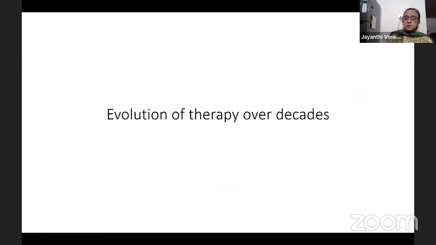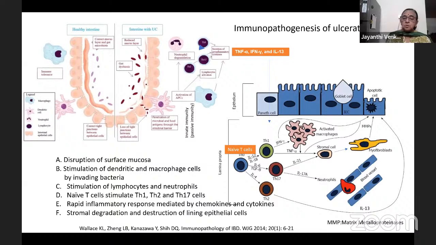Now, before we go to the evolution of the various therapeutic armamentarium that is available for management of these patients, just a brief overview on the pathogenesis, or immunopathogenesis, of inflammatory bowel disease. You can see here the inner normal healthy colonic mucosa, we have a thin mucin layer. This is largely produced by the goblet cells of the colonic lining epithelium. And beneath that are the colonocytes.